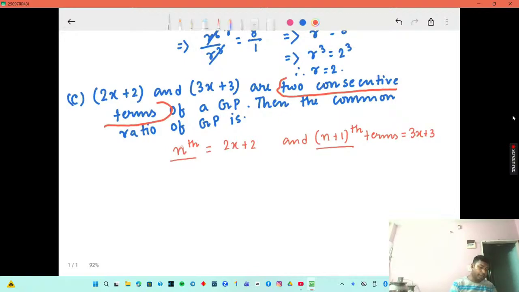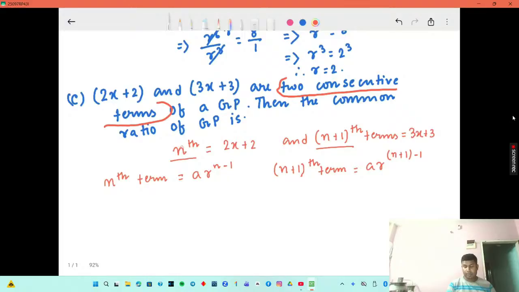Now we know the formula of the nth term of a GP. The nth term is equal to a r to the power n minus 1. Now the n plus 1th term is equal to a r to the power n plus 1 minus 1. Now I think it is very much clear to you why I have written the power of r as n, because here we have to find the value of n plus 1.